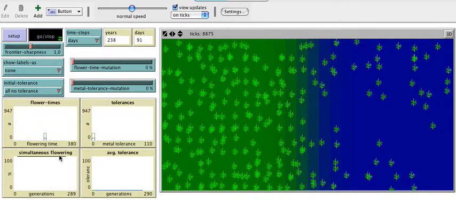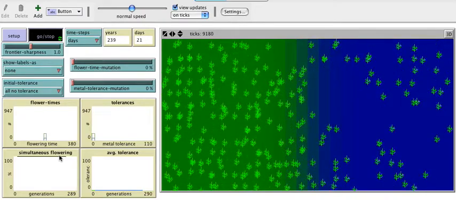Because they can flower at the same time, they can potentially pollinate with each other. And because of that, they can still potentially produce offspring with each other. Will that same outcome emerge when both flower times and metal tolerance traits can mutate and the offspring produced by the population? Well, use this model to investigate that question.